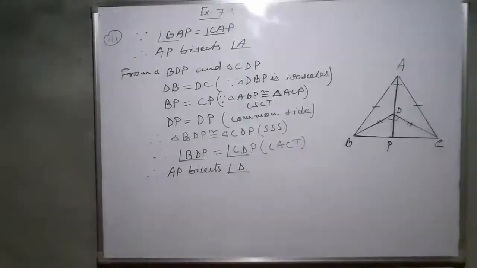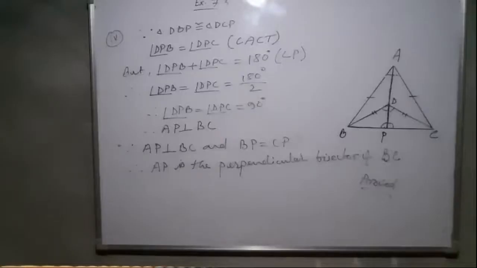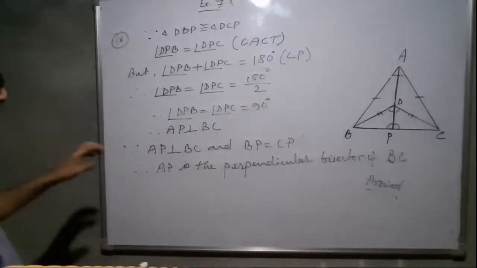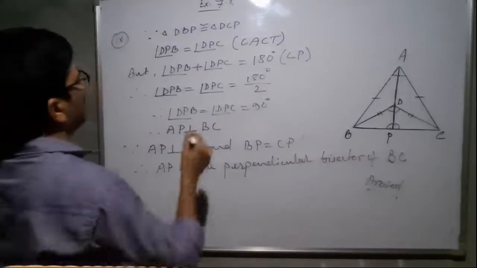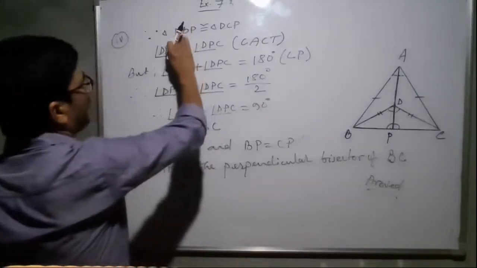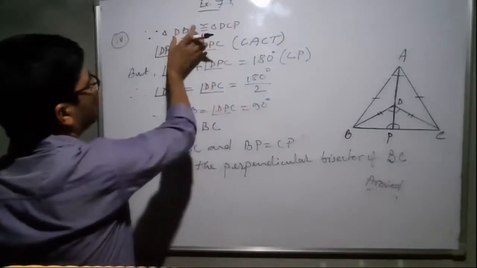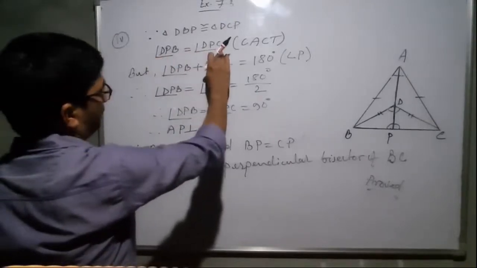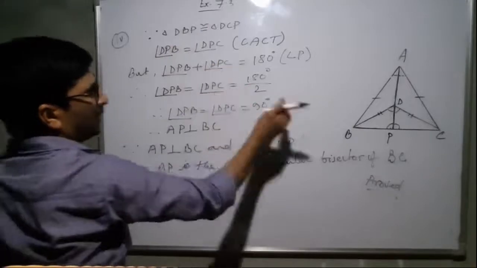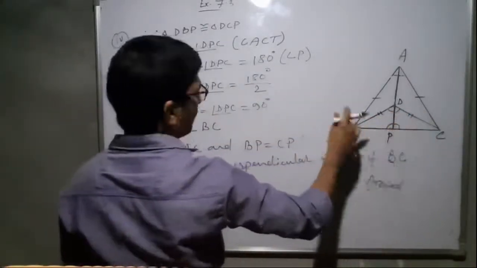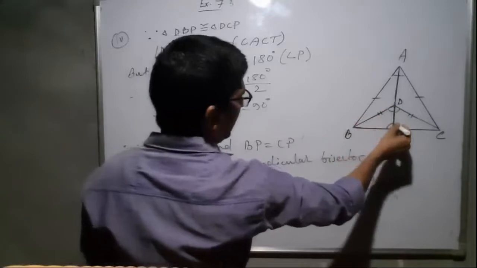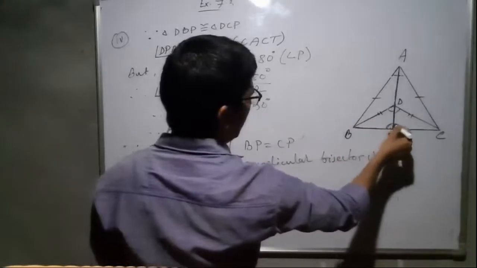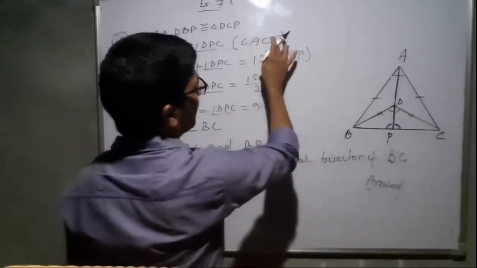Now number 4. Question number 4 is, we have to prove AP is the perpendicular bisector of BC. In question number 3 we have got DPB congruent to DCP. From there we will get angle DPB equal to angle DPC, CSCT, from these two triangles, this triangle and this triangle congruent. DPB means this angle and DPC means this angle. These two angles are equal, CSCT, corresponding angles of congruent triangles.